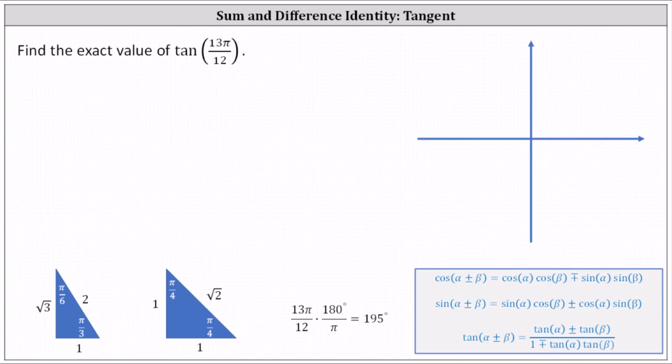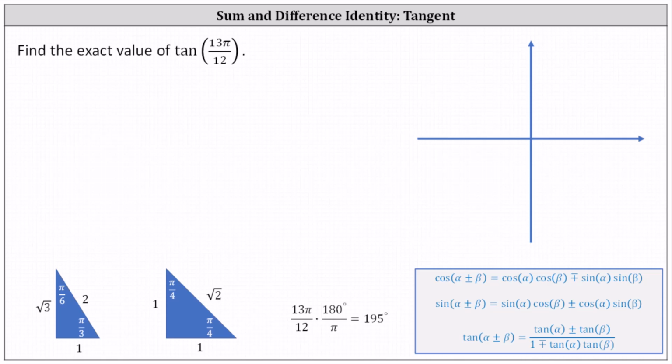We're asked to find the exact value of tangent of 13 pi divided by 12 radians. To do this, we'll have to use the sum and difference identity for the tangent function shown below, because 13 pi divided by 12 does not result in a nice reference angle, or a reference angle in which we can find the exact trig function value for.